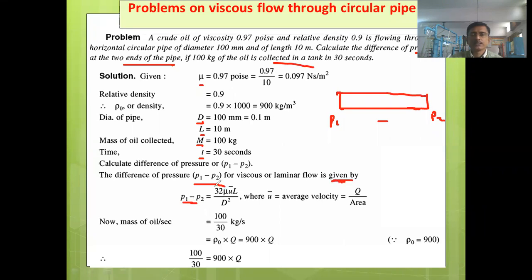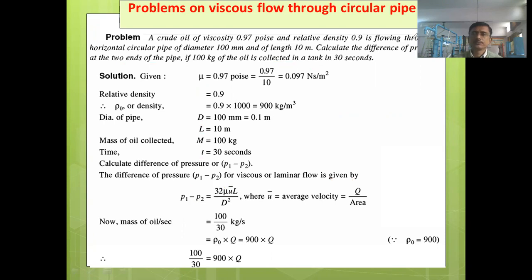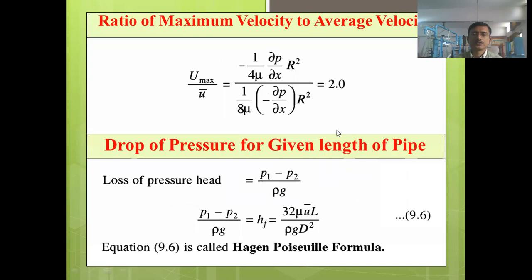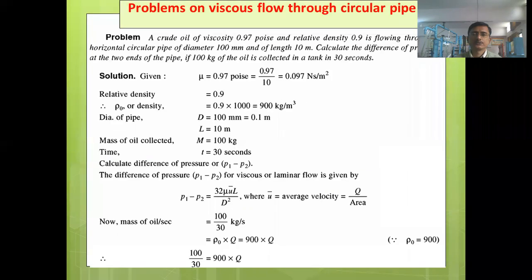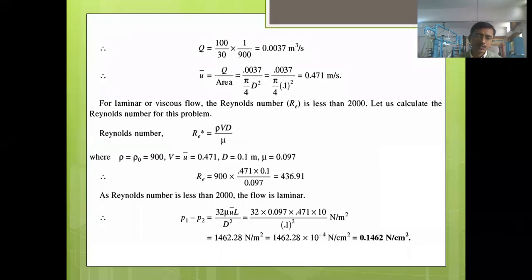This is the Hagen-Poiseuille equation that we have seen in the last slide. You might have noted it there. Hagen-Poiseuille equation: (P1 minus P2) upon rho z is equal to 32 mu u bar L upon rho z d square, right? The same equation that we have to use here.